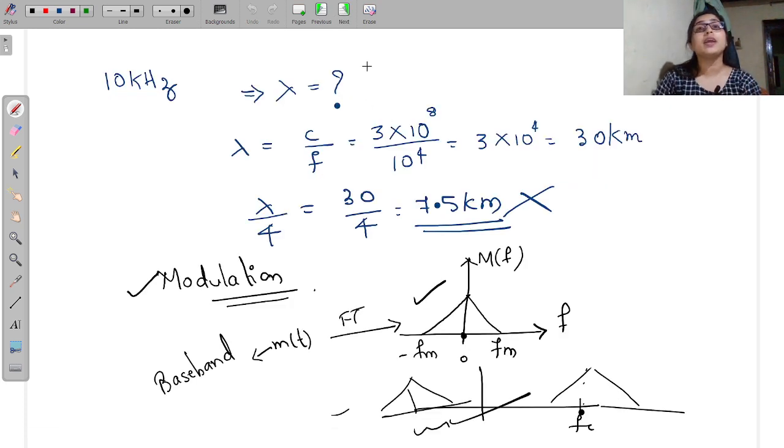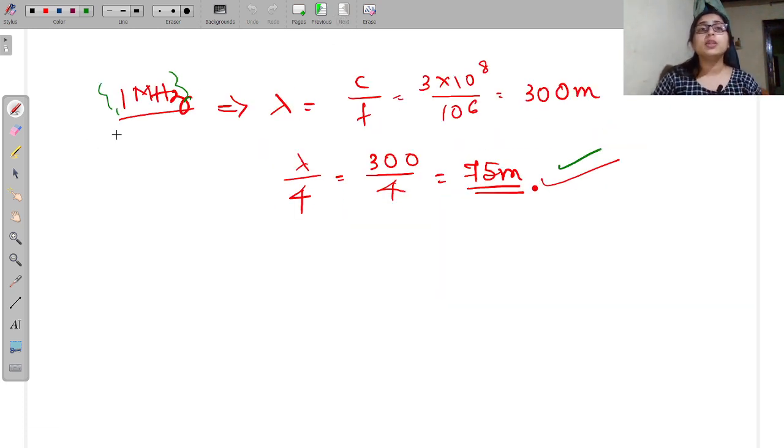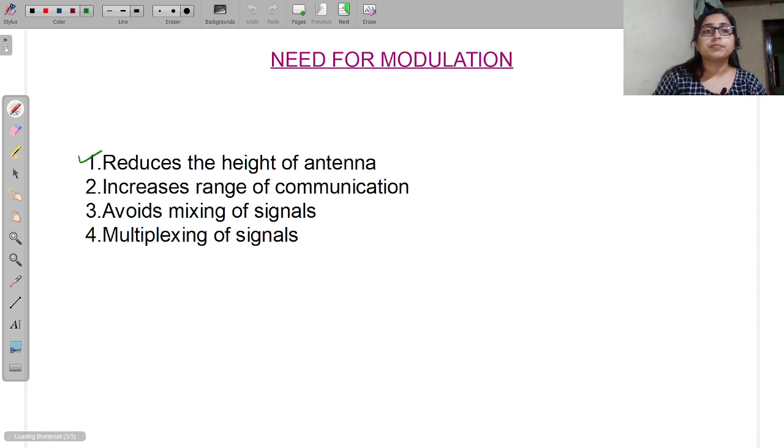What was the previous one? It was 7.5 kilometer. So with the modulation, now what happened? The antenna height reduced. So this is the first point: it reduces the height of antenna. Next, it increases the range of communication. This one I covered in the first lecture.